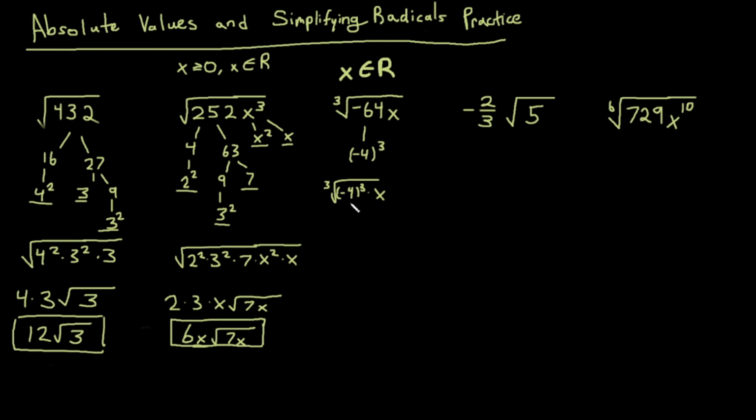Now, we have a perfect cube, so we can just take this out. We don't need to absolute value it, since there would only be one permissible answer with cube roots, or indexes that are odd. So we can just take this out as negative 4. And since this x is not a perfect cube, we leave it inside the radicand as x. And this would just be our final answer.